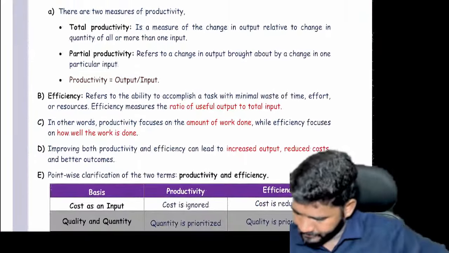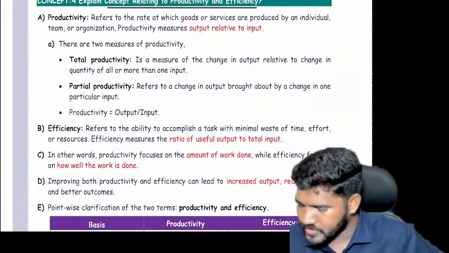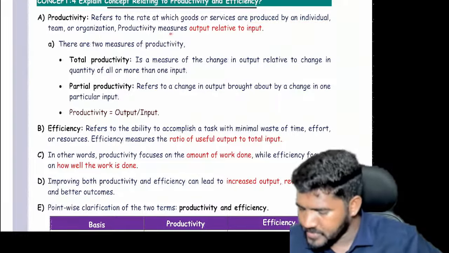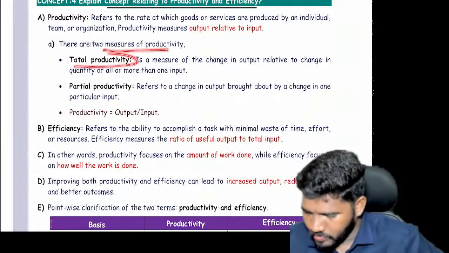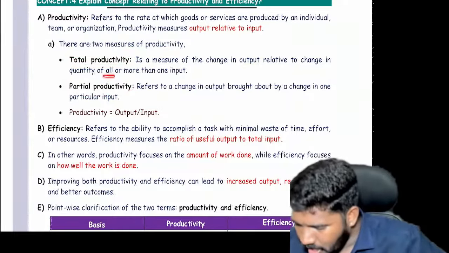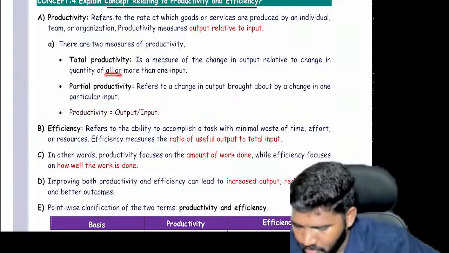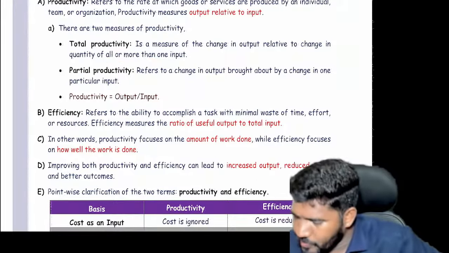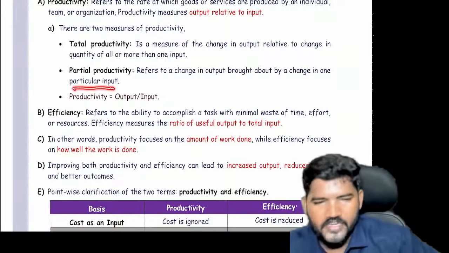So let us check here. Productivity refers to the rate at which goods and services are produced by an individual, team, or organization. Productivity measures output relative to input. There are two measures of productivity: total productivity and partial productivity. Total productivity measures the change in output related to change in all or more than one input. All or more than one input is an MCQ. In partial productivity, it is the change in output brought about by change in one particular input, known as partial productivity.